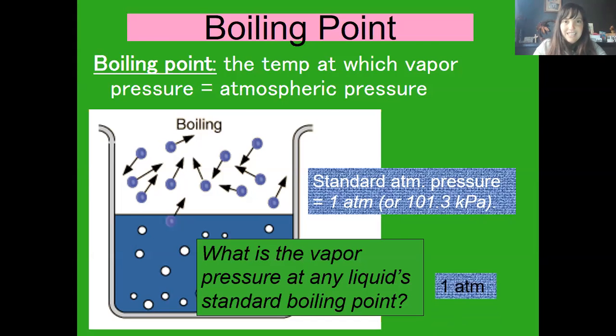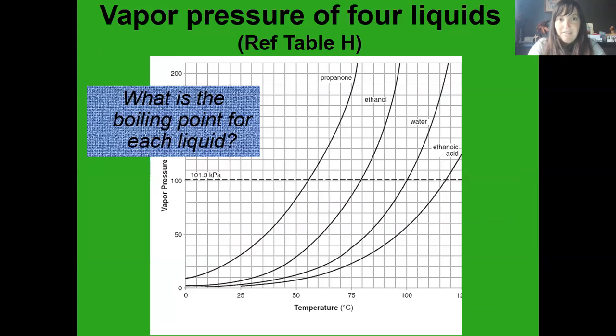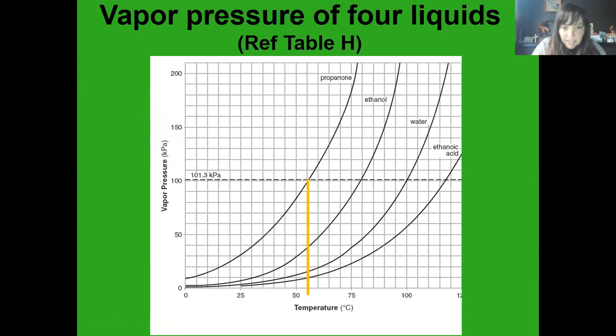All right, so let's take a look now back at the vapor pressure for liquids table. And we can see that dashed line, 101.3 kilopascals, that represents normal air pressure. So where that dashed line intersects with each of these lines, that must be the boiling point. So for each substance, we can just look down at the x-axis to see what temperature they boil at. So propanone boils at 55 degrees Celsius at normal atmospheric pressure.